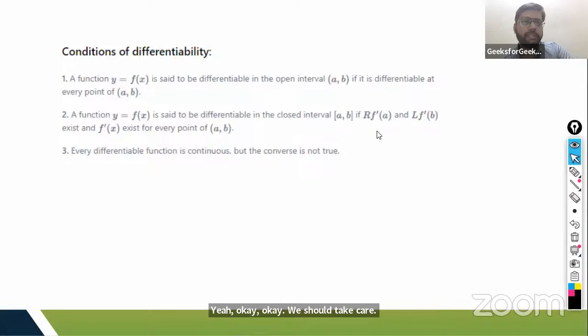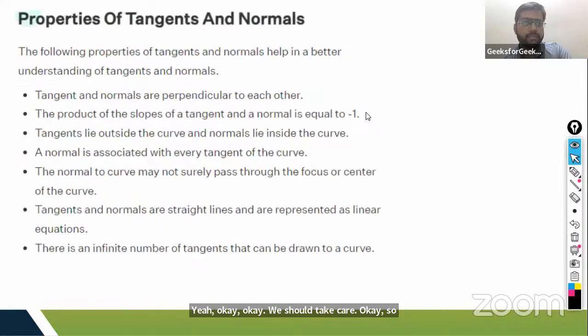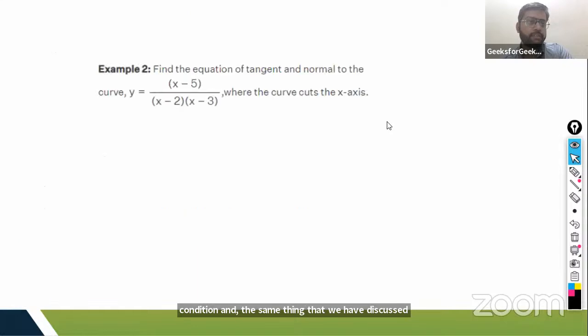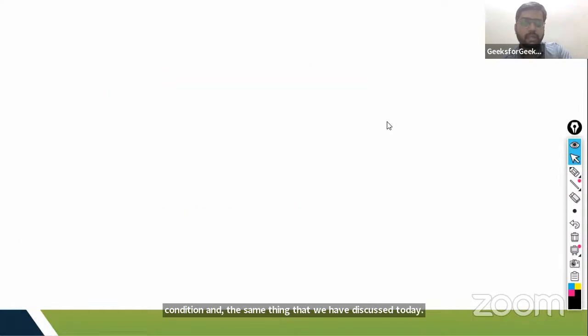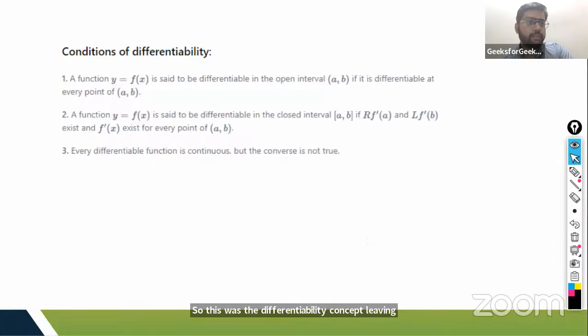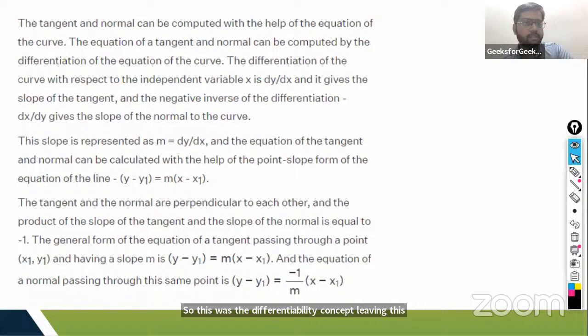Okay, so the condition is the same thing that we have discussed till now. So this was the differentiability concept, leaving this part. One of the people has mentioned the tangent and normal. I have put that part in the slide, but right now I'm not explaining that part. I'm directly coming to the differentiation part, okay? We will learn some part of the differentiation and some part of the partial.